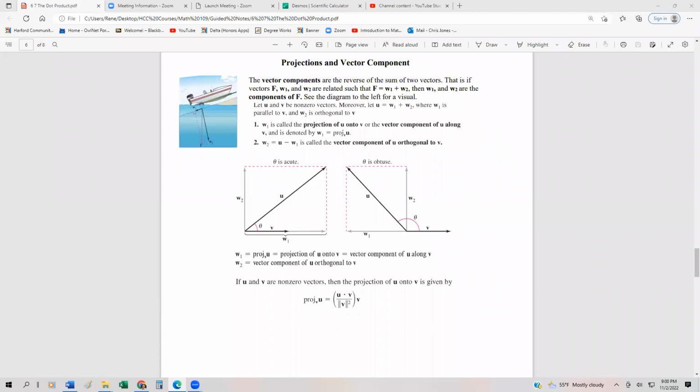In the last video in this series on vectors, we're going to look at projections and the vector component. So let's start by defining what a projection is. Vector components are basically breaking up a vector into its summands.